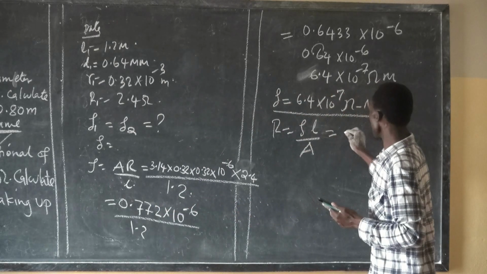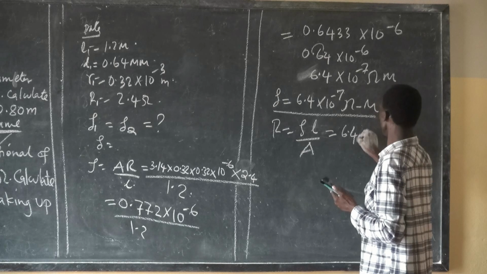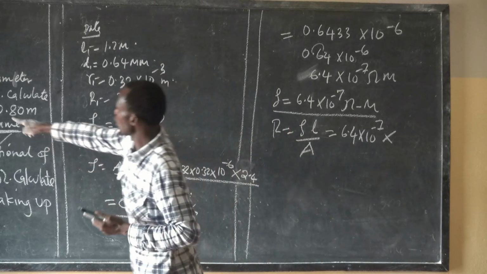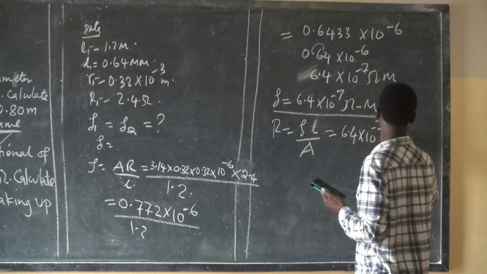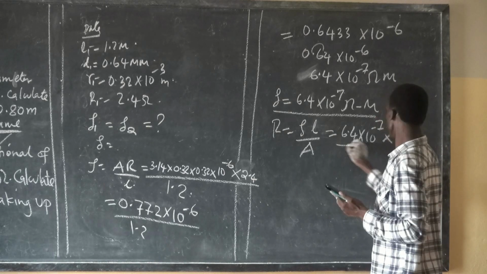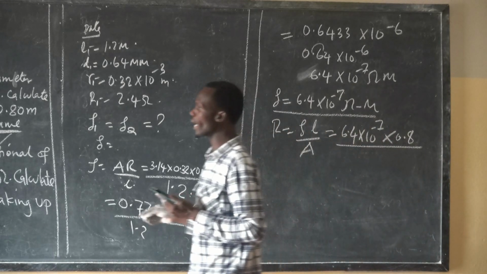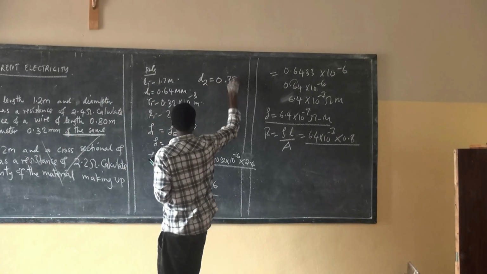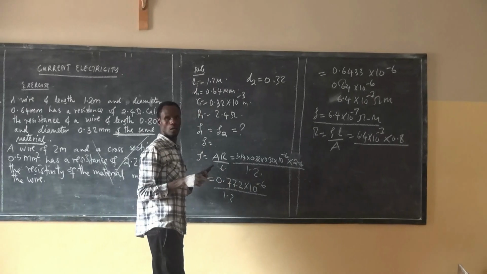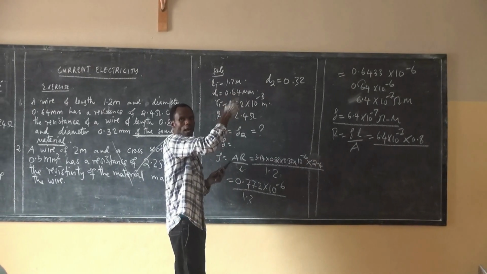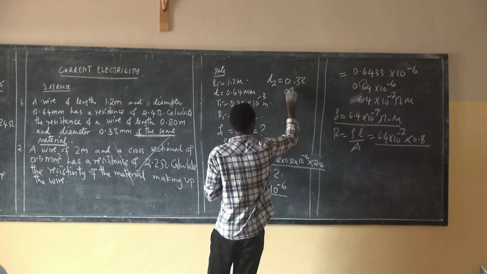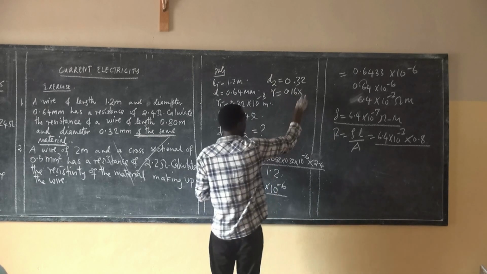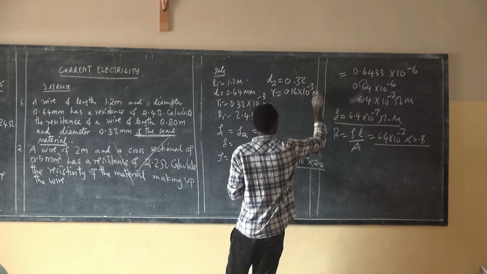Resistivity is equal to this one. Now it is 60 times 6.4 times 10 power negative 7, times the length of the second wire, 0.8, over the cross-section area. Remember the diameter is 0.32. Converting it into a radius, we divide it by 2. Now we get the radius as 0.16 times 10 power negative 3 meter.